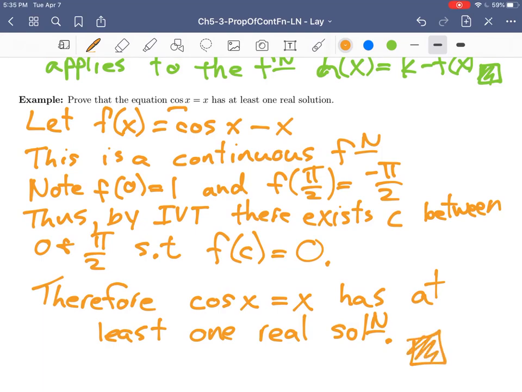All right. Next time we'll take a look at uniform continuity. What does that mean, and how does that differ from just a continuous function? All right, we'll talk to you guys next time.